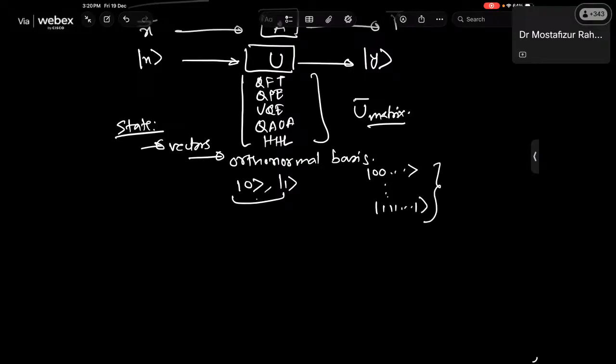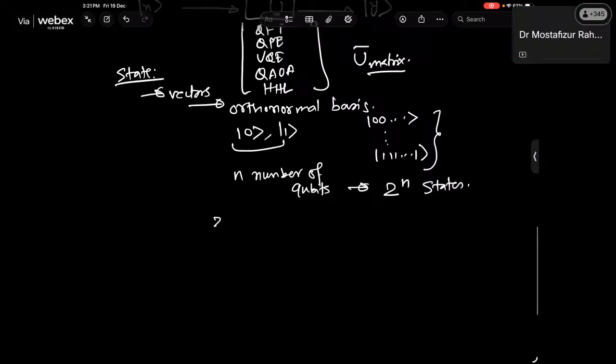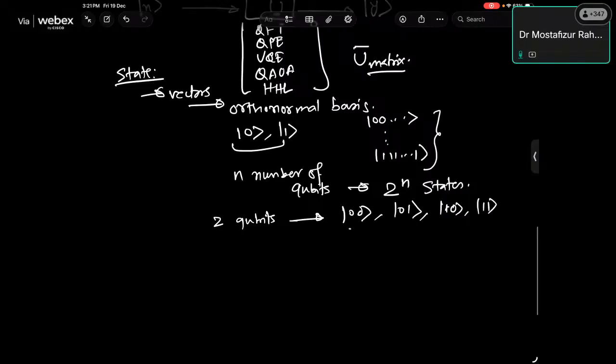So for n number of levels or n number of qubits, how many states can I create? I can create 2 to the power n possible states, right? For example, if there are 2 qubits, how many computational basis states do I have? 0 0, 0 1, 1 0, 1 1. 4 possible basis states are there.